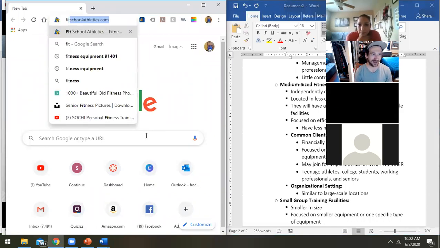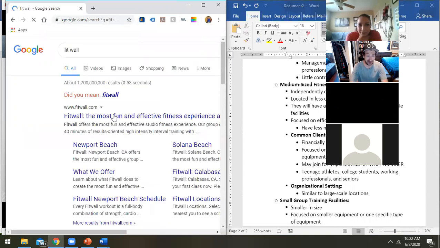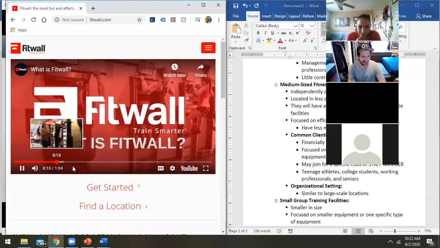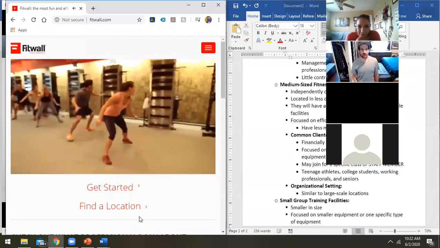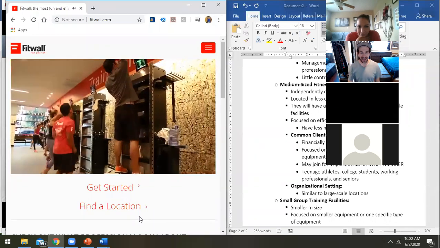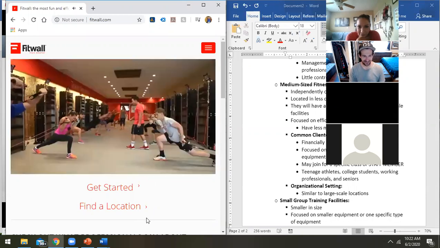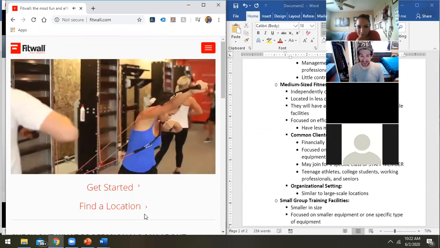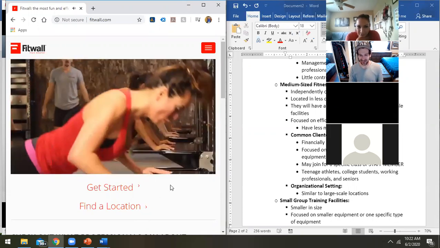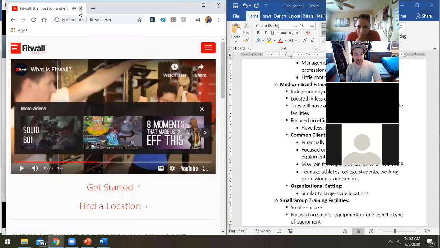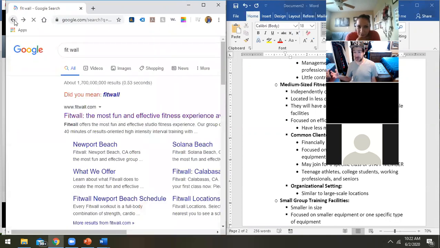Did you guys ever see Fitwall? They're still around, but they're a very weird niche thing. Check this out. It's this studio filled with these ladders that attach to a cable machine. It's not a bad type of boot camp. I'm not saying it's bad, but it's very niche. If you were to open a studio like this, all you would have to do would be to get a studio space, put up a couple of those walls, and start offering memberships.